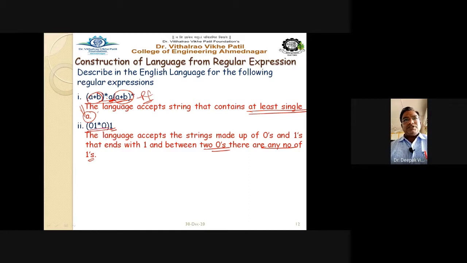So this regular expression gives me the language that accepts the strings made up of zeros and 1. No doubt it is made up of 0 and 1, that ends with 1. This is the important part, that it always ends with 1. And in between this 0 and this 0, there may be any combination of 1s. There may be one 1, or there may be two 1s. It may be possible. So it is very simple. You can describe for which language this regular expression is written, right?